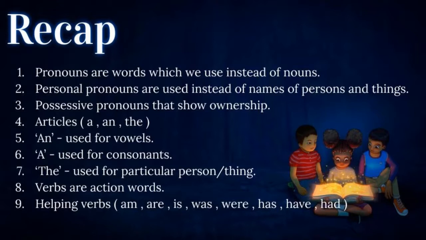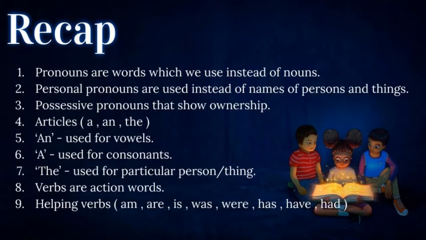Now articles. Already we know that a, an and the. These three are articles. A is used for consonants and singular in number. An is used for vowels and singular in number. The is used for a particular person or thing.